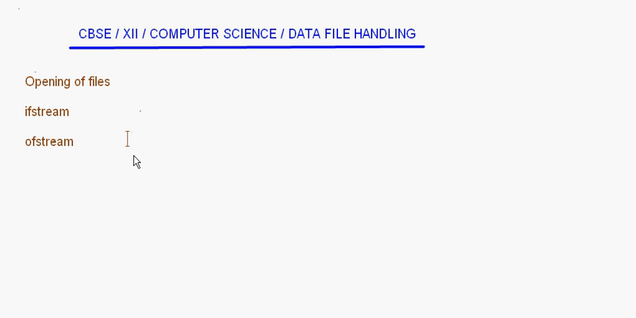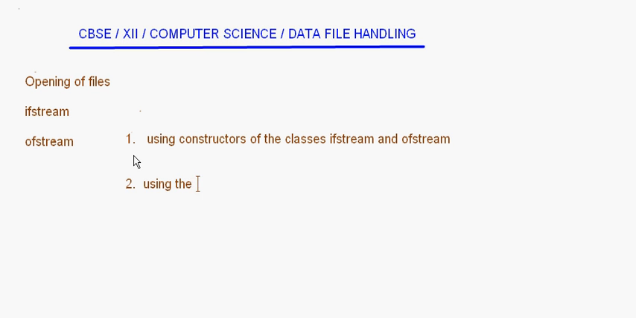Okay, now there are two ways in which files can be opened. The first one is using constructors of the classes ifstream and ofstream. The second one is using the open function. Okay, so let's first look at how to open a file using the constructors of the class.